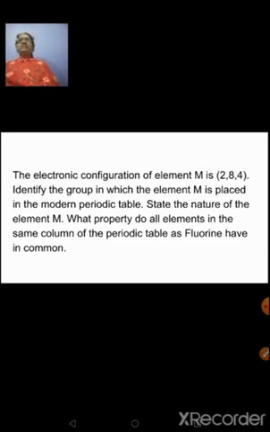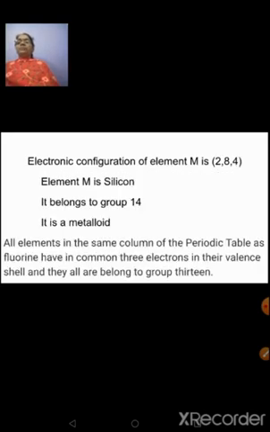State the nature of the element M. What type of element is that M? Is it a metal, non-metal, or a metalloid? Silicon is a metalloid, right? This is over with this 2, 8, 4. Now, the other part of the question, what property do all elements in the same column of the periodic table as fluorine have in common?